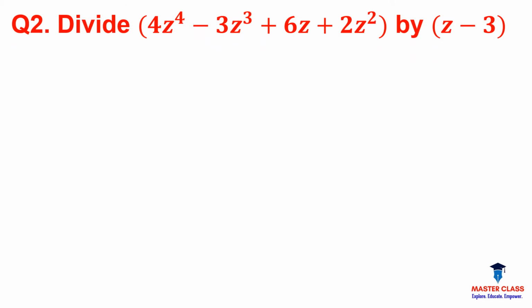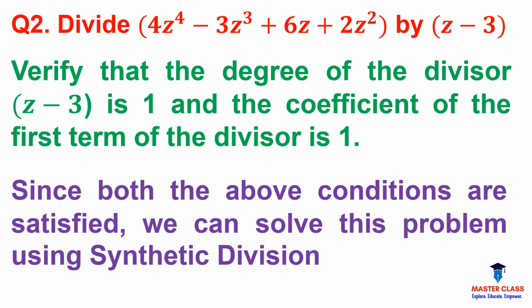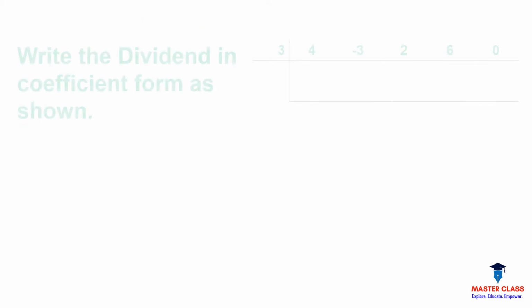We now come to another question in which we are asked to divide two polynomials using synthetic division. Question 2 asks us to divide 4z to the power of 4 minus 3z cube plus 6z plus 2z square by z minus 3. We first have to verify that the degree of the divisor, which is z minus 3, is 1 and the coefficient of the first term of the divisor is also 1. Since both these conditions are satisfied, we can solve this problem using synthetic division.